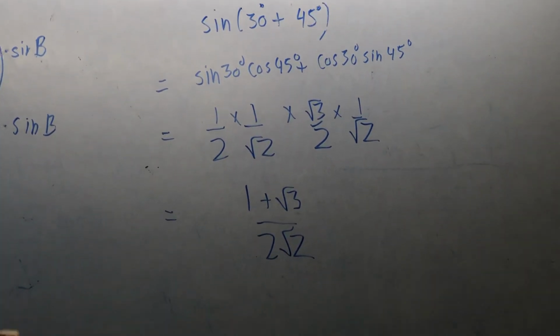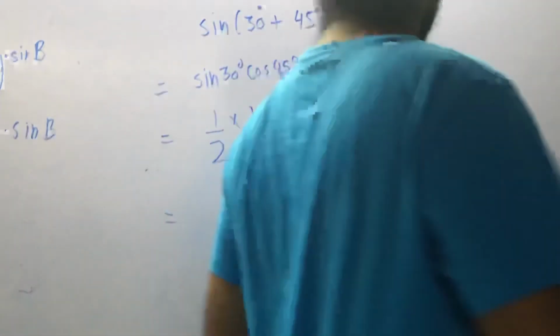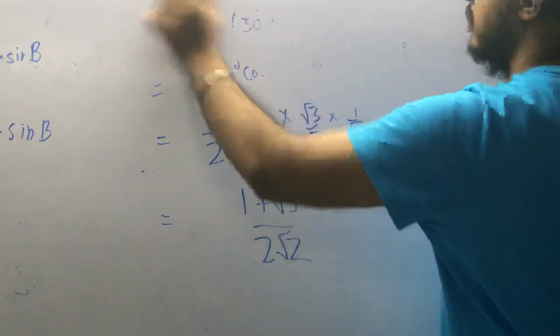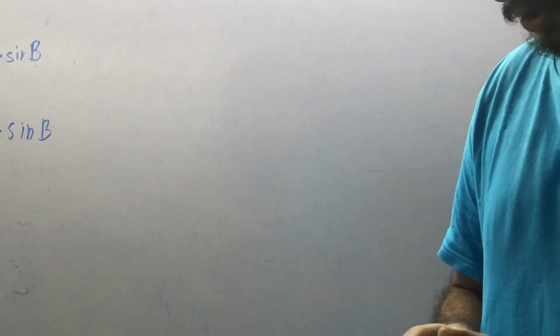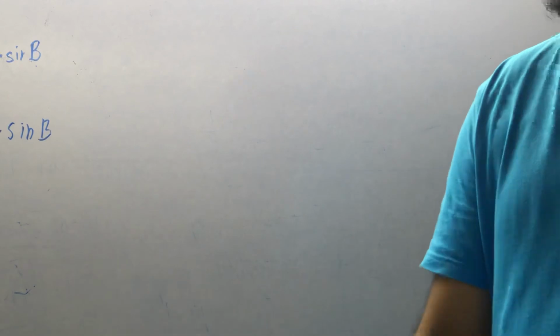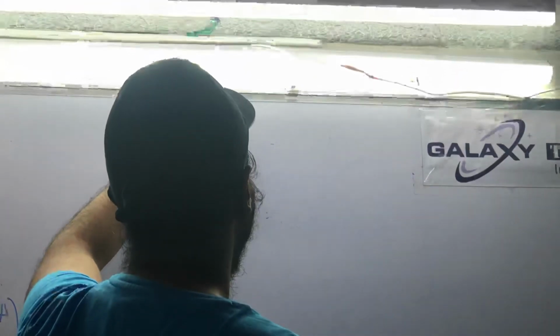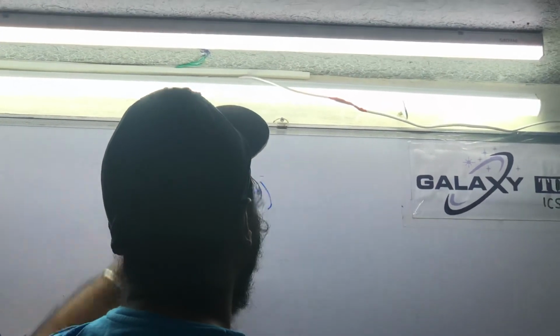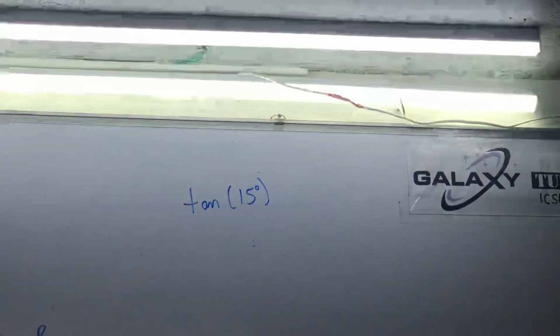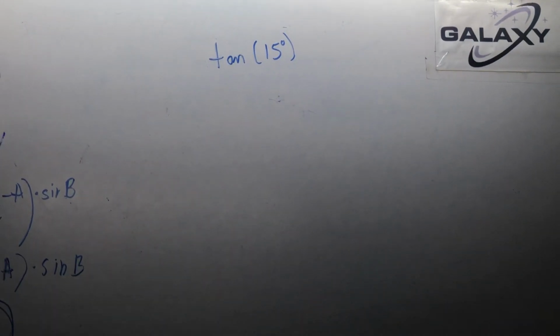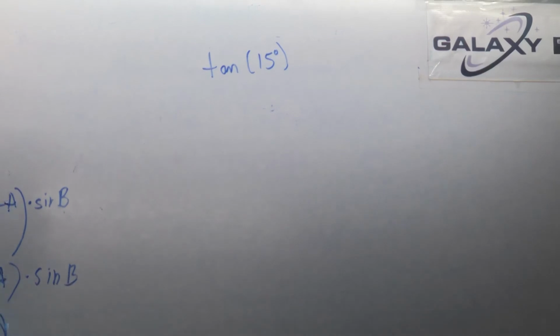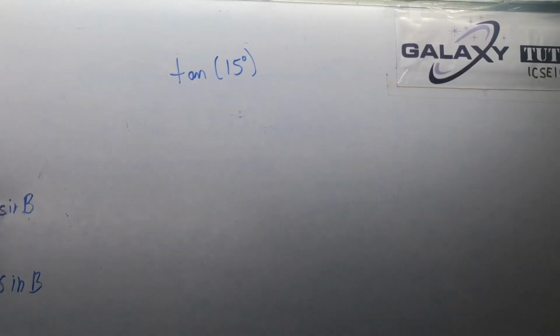Now let us do one more question regarding these angles. These are important questions. They can ask them in 2-3 markers. So the next question is tan 15. How will you do this question? Obviously you have to use the compound angle formula for tan. You have to use that somehow.